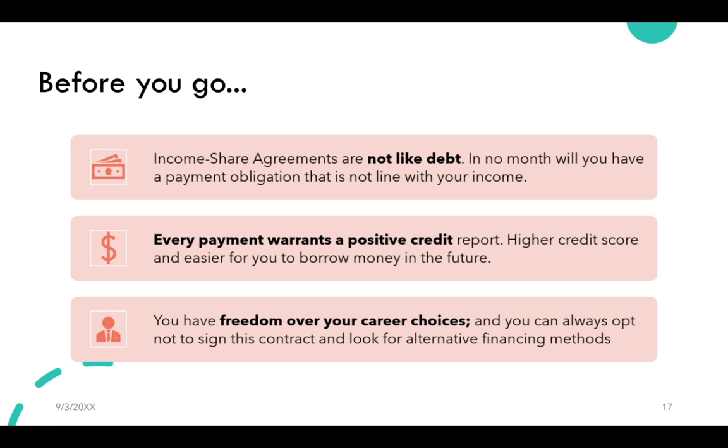Finally, do note that you have freedom over your career choices. No one should restrict you as to what job you're supposed to take. And you can always opt not to sign this contract if you don't love any aspect of the contract and look for alternative financing methods, for example, bank loans, scholarships if you have availability to that. No one is forcing you to sign any contract in an income share agreement.